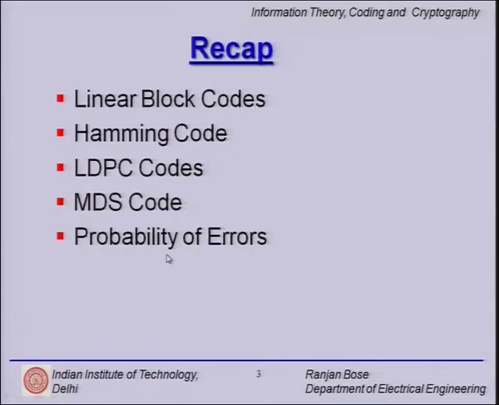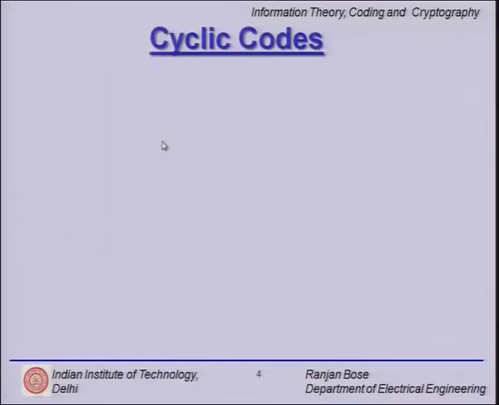Let us look at a quick recap of what we have done already. We have spent quite some time looking at linear block codes. We figured out why they work. We looked at some specific examples of Hamming code, the LDPC codes, MDS codes, and finally, we looked at the probability of residual errors. Having said that, we now move on to this new subclass of codes called cyclic codes.